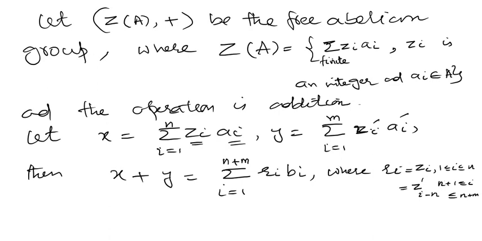And these A_i, this B_i is equal to A_i for 1 less or equal to i less or equal to n, and it's equal to A prime for n plus 1 less or equal to i less or equal to n plus m. So this A prime, but the subscript is here again i minus n.